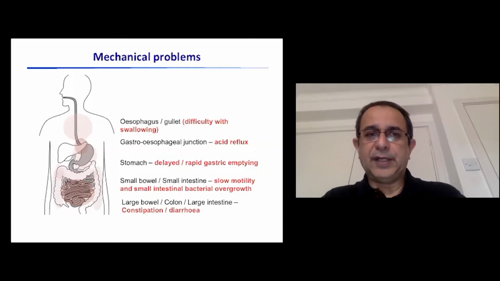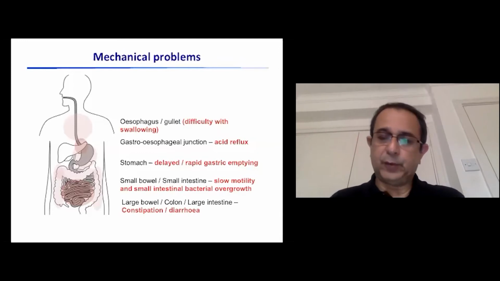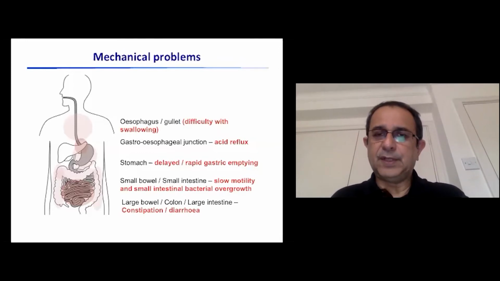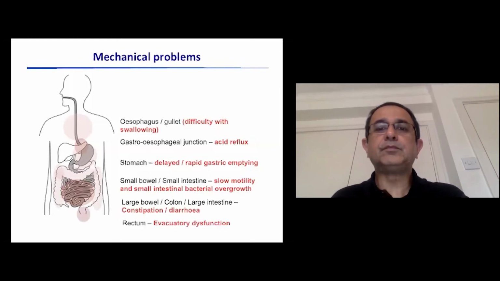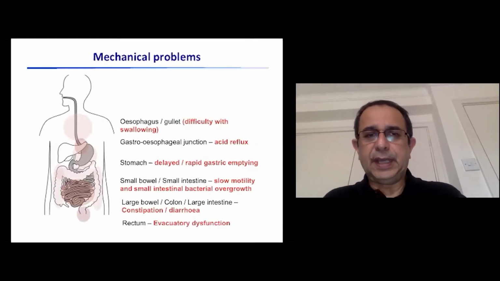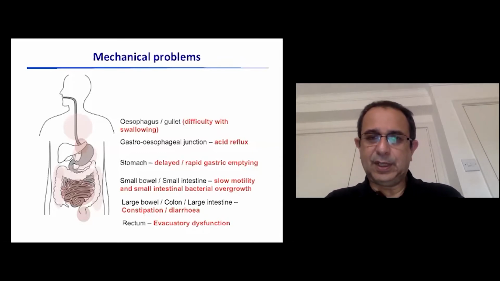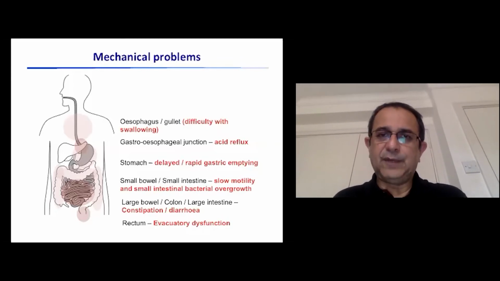And if the large bowel is very slow, then you'll get constipation, but you can also get diarrhea and sometimes overflow diarrhea, which is what I described in my previous presentation. And then just towards the end in the rectum, you can get rectal evacuatory dysfunction, which can sometimes just be because the pelvic floor muscles are a bit weak and they do not move strongly enough to cause an evacuation, or sometimes there can be a pouch in the rectum called a rectocele, or a prolapse inside the rectum called an intussusception, and I've described these in my previous talk.